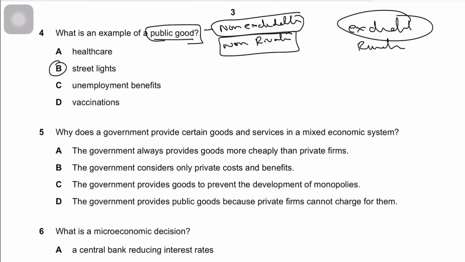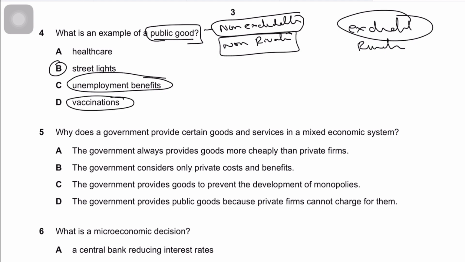non-rivalrous as well. I cannot stop you from using the streetlights. Neither, if I am using the streetlight, will the benefit for you reduce or diminish. You will get the same light benefit as much as I will be getting. As far as unemployment benefits are concerned, these are not public goods because not everyone gets unemployment benefits. Only those who deserve it get it. So in that sense, yes, you can exclude people.